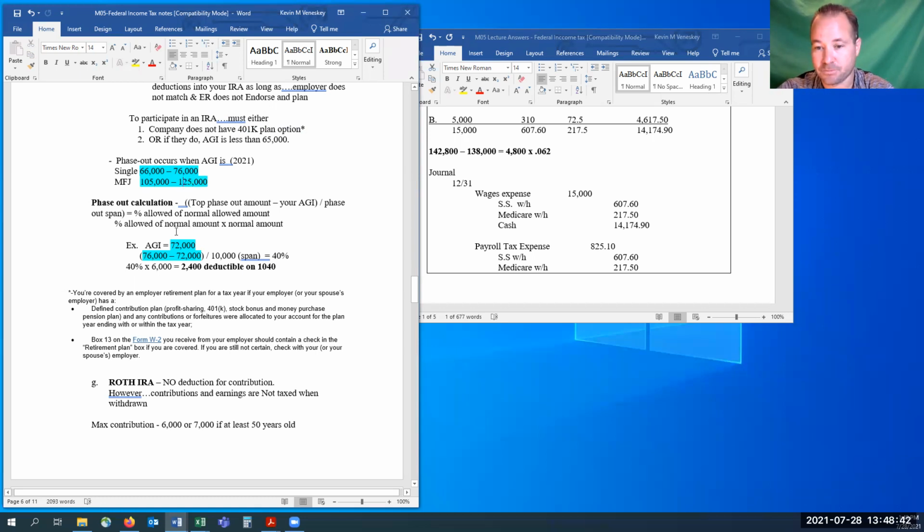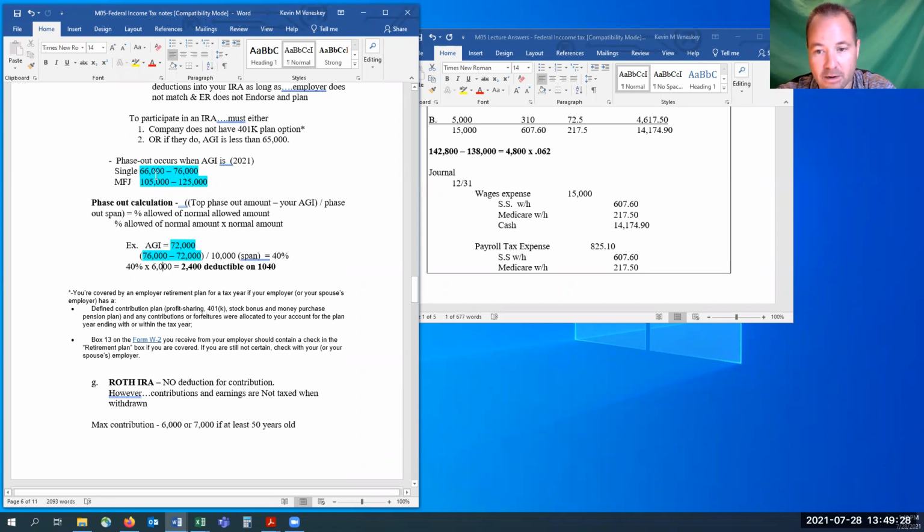Phase out, how it works is basically you take the top number. If your AGI that you calculate is in between, like this one is 72 in my example, you take the top number and then you subtract out your amount. And that tells you how much you have left before you hit the top. So 4,000 out of the $10,000 span. So 4 divided by 10 says I'm allowed to take 40% of the full amount. And 40% of the full 6,000 would be 2,400. So this person could only put in 2,400 instead of 6,000.